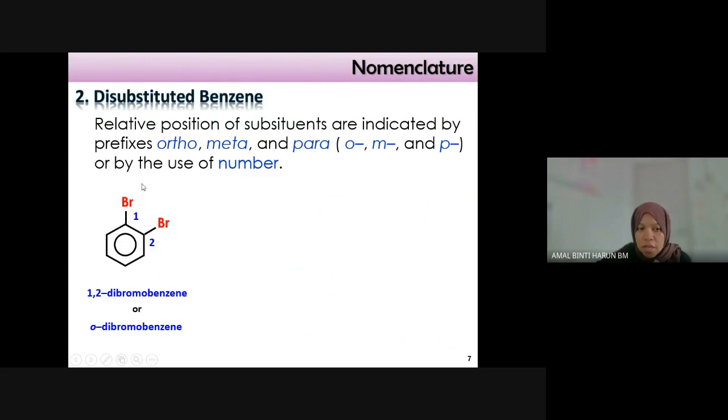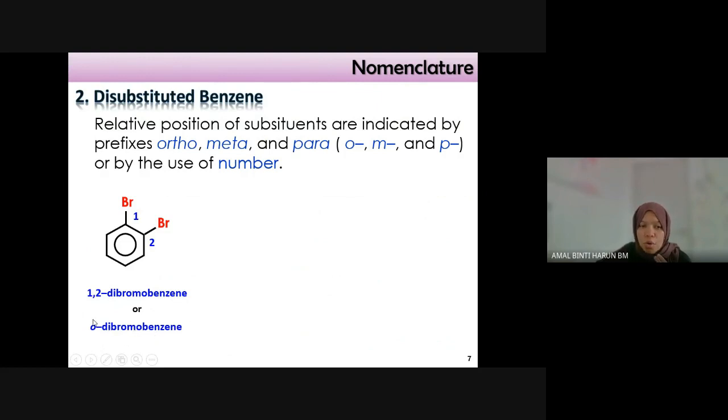Or else, 1,2 is substituted by another prefix called ortho. Ortho means the substituents are located at carbon number 1 and carbon number 2. Okay, so it will be 1,2-dibromobenzene. So if we don't want to mention 1,2, we can say ortho-dibromobenzene.